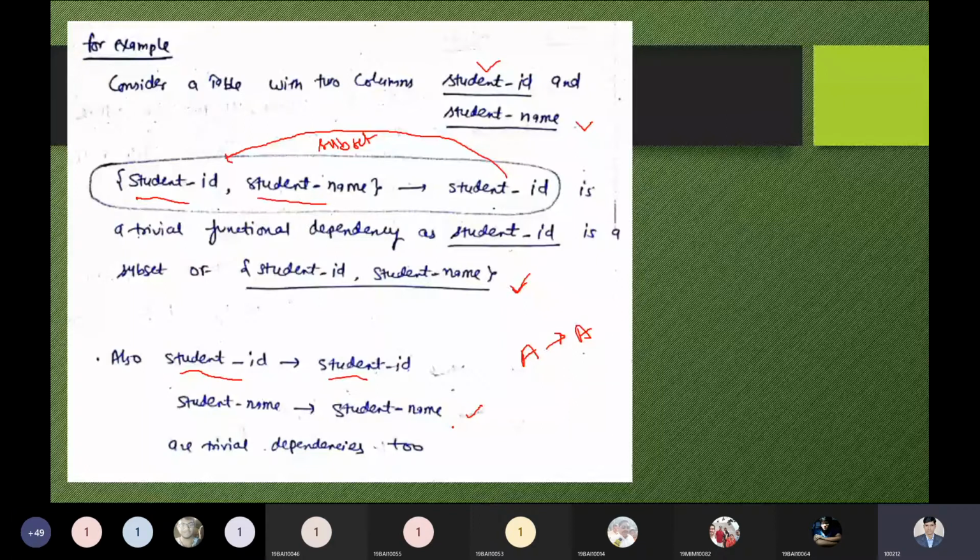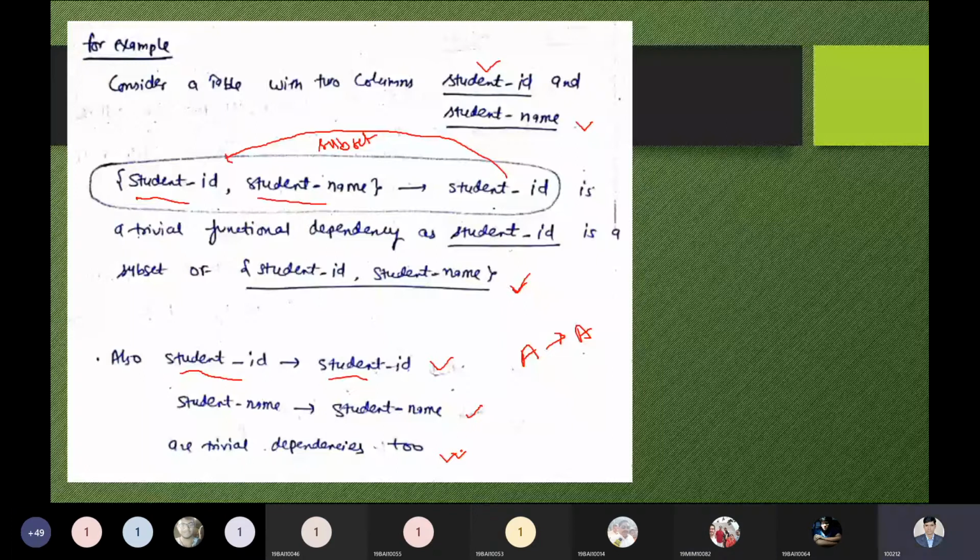Now, any doubt in this example? Yes, please tell me any doubt you have. No, sir. So this example is clear to all.